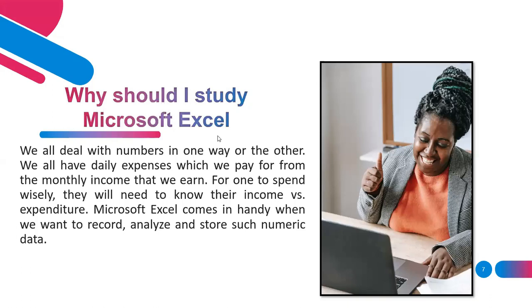Let me tell you, we all deal with numbers in one way or the other. We all have daily expenses we pay from the monthly income that we earn. As long as you are earning something every single day, that is your income. The money that comes into your pocket or bank account is called your income. The money going out is called your expenses, your expenditure. For you to spend wisely, you will need to know your income versus your expenditure. The moment your expenses are more than your income, you can't have savings, and you are going to wind up in debt. But the moment you have more income than expenditure, you are going to have savings.